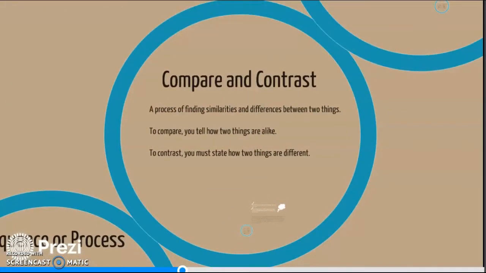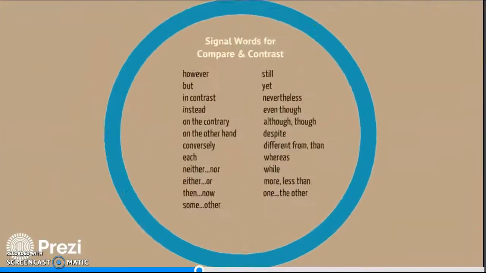Compare and contrast, a process of finding similarities and differences between two things. To compare, you tell how two things are alike. To contrast, you must state how two things are different. Here are some signal words for compare and contrast. A few of them are however, in contrast, even though, despite, each, either or, some other, more, less than.